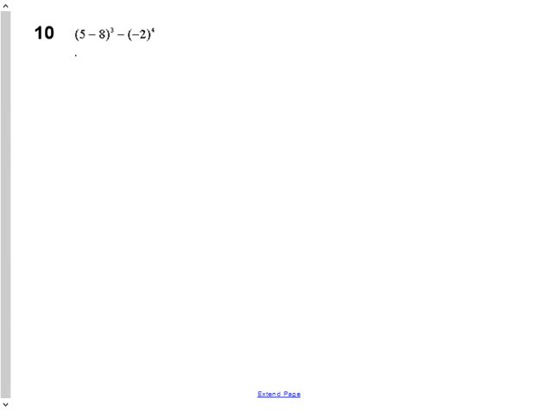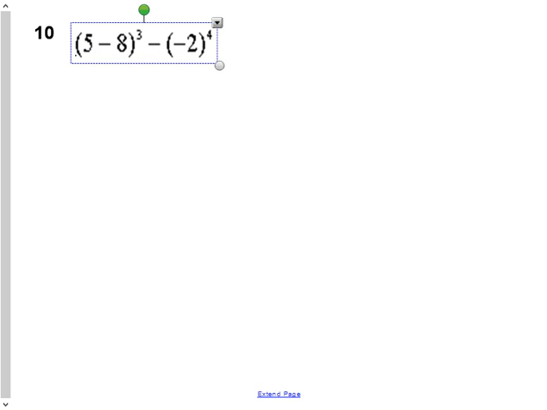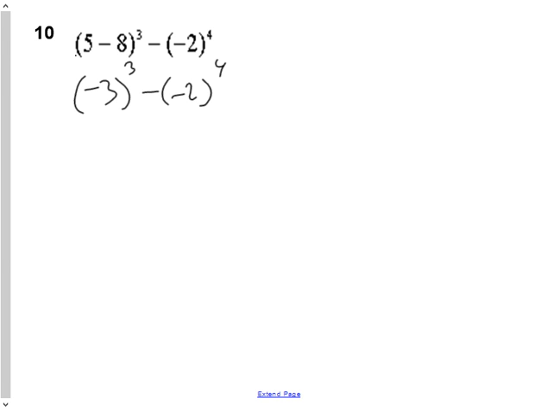The next question, which is not 10, says 5 take away (8 cubed) minus (negative 2) in brackets to the exponent of 4. So if I simplify my brackets first, I get negative 3, which is 5 take away 8 in brackets cubed, minus negative 2 in brackets exponent of 4. Because the negative 3 is in brackets, that's the base, so it's used in repeated multiplication, giving you a standard form of negative 27. Minus negative 2 in brackets to the exponent of 4 is used in repeated multiplication: 2, 4, 8, 16, positive 16.